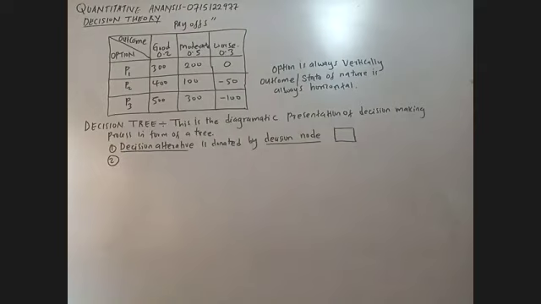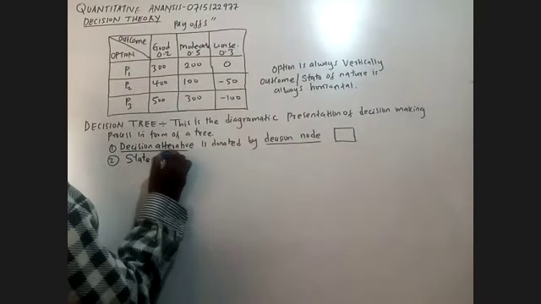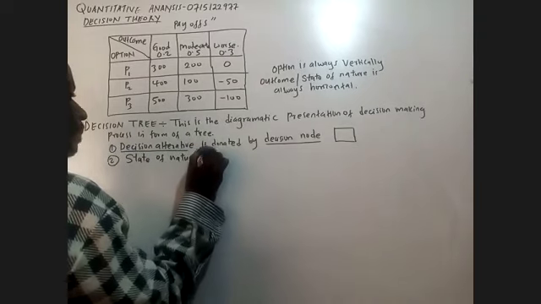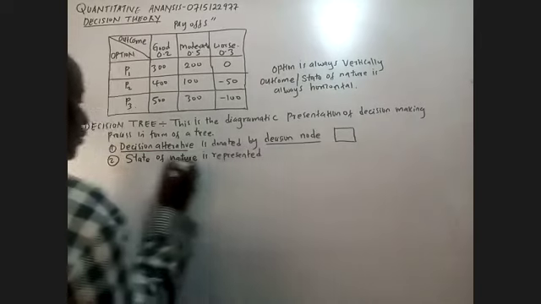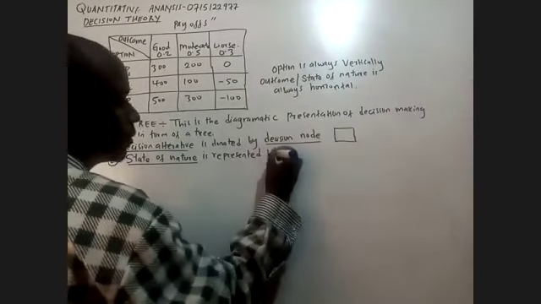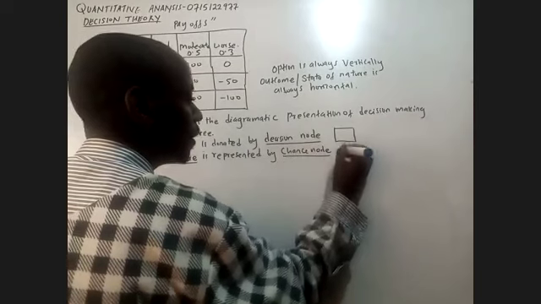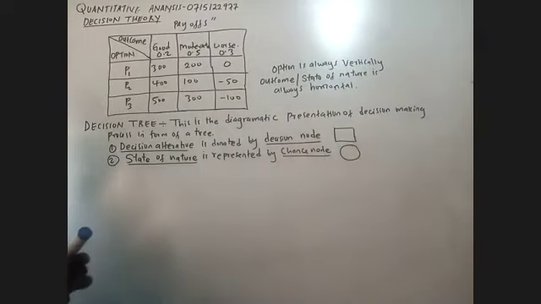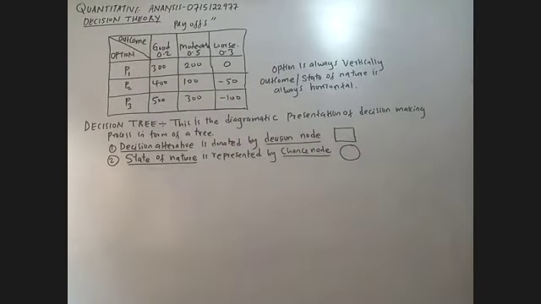Then we have state of nature. State of nature is represented by the chance nodes, which is the outcome. State of nature is represented by chance node, which I told you earlier. I remember telling you state of nature is divided by the circle.